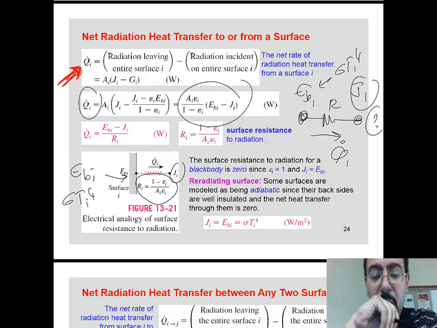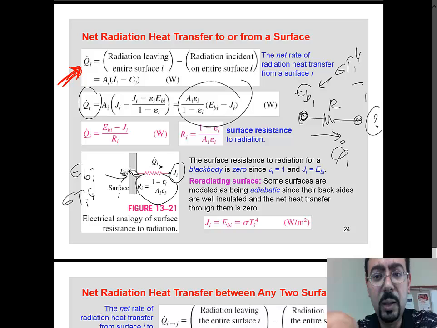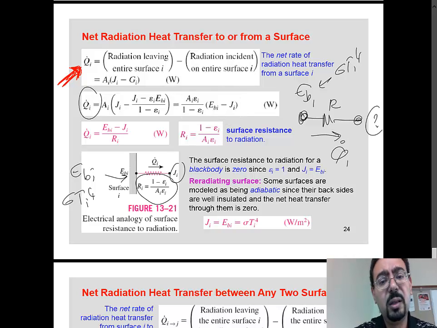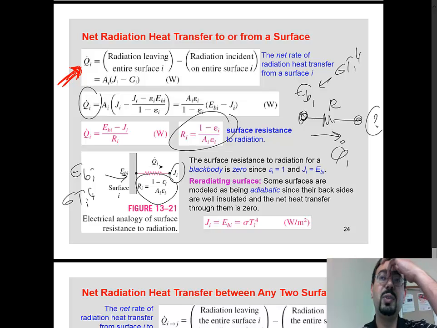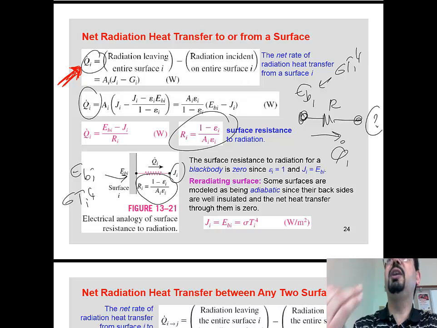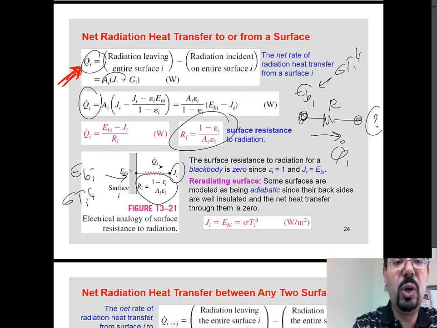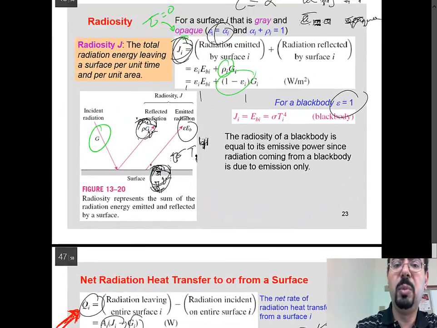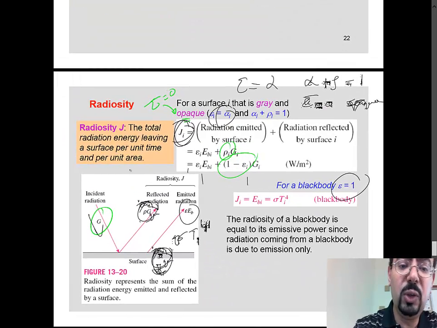So now, why is the surface resistance basically this: (1 minus epsilon I) over (AI epsilon I)? The proof is very easy actually. What is QI? The net Q that's leaving you will be how much you are radiating, AJI, minus how much you are receiving, AGI. Remember, you are getting G from the world and you are sending J.